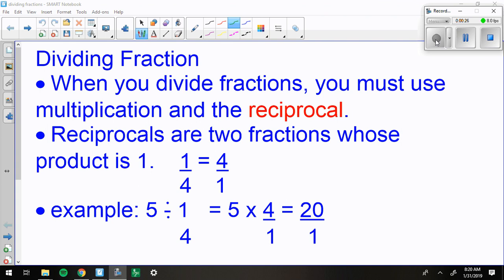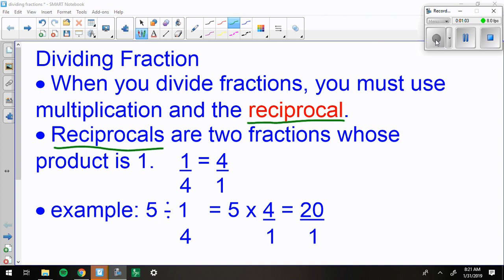Dividing fractions is very, very similar to multiplying fractions, almost identical. But the first thing you have to do is find what's called a reciprocal, because when you divide fractions, you must use multiplication and their reciprocal. A reciprocal is two fractions whose product is 1. When you multiply reciprocals together, you get 1.